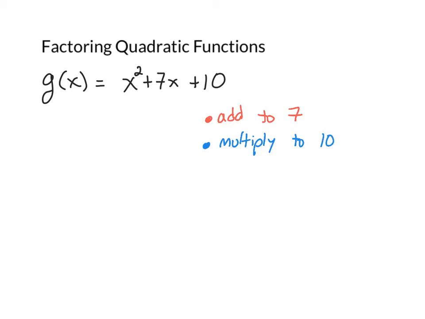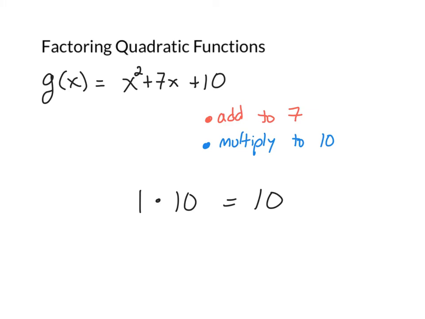All right, so let's think about multiplying to 10. Are there some integers that I can come up with that multiply to be 10? Well, the first thing that comes to mind is I can have 1 times 10. Right, so 1 times 10 is equal to 10.